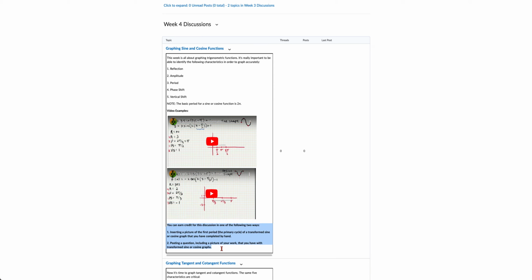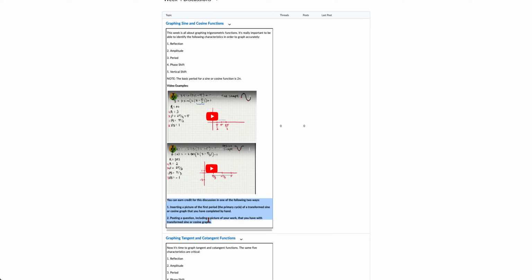I'll specifically point out, you can earn credit for this discussion by inserting a picture of the first period of the transformed sine or cosine graph that you have completed. I know that might sound like gibberish, but basically what it's saying is you can either successfully post a picture of you doing a problem, or if you're confused on something in this topic, ask a question. Post a photo of your work. Get to the point where you're stuck and ask a question, and another classmate can help you answer that. I can help you answer that as well. And we basically have these forums, these threads that we can all communicate with each other.